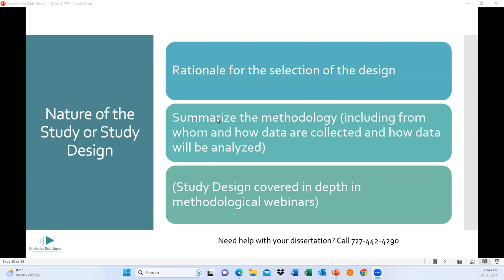But here you basically usually have the rationale for the design. You talk about the design, right? Your approach is going to be quantitative. Your design is going to be correlational. Why are you going to use a correlational design? Because it's the best way to measure the relationship between two variables. So that's what is going on in this section. You might summarize your methodology, including who you're going to collect data from, how you're going to collect data, how it's going to be analyzed. Okay.